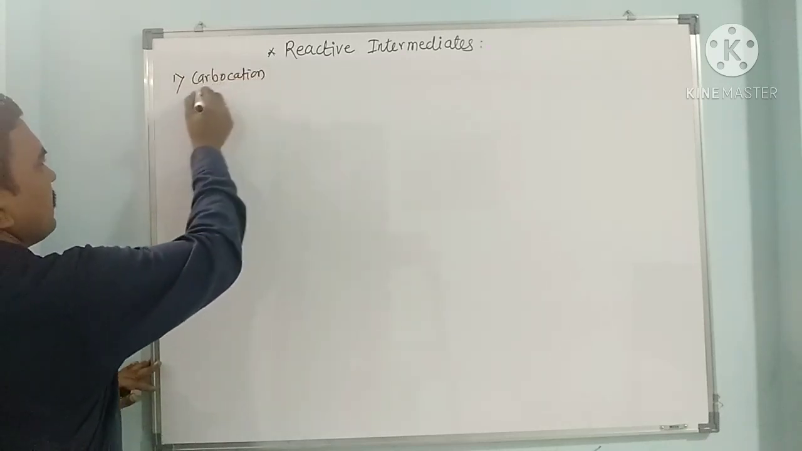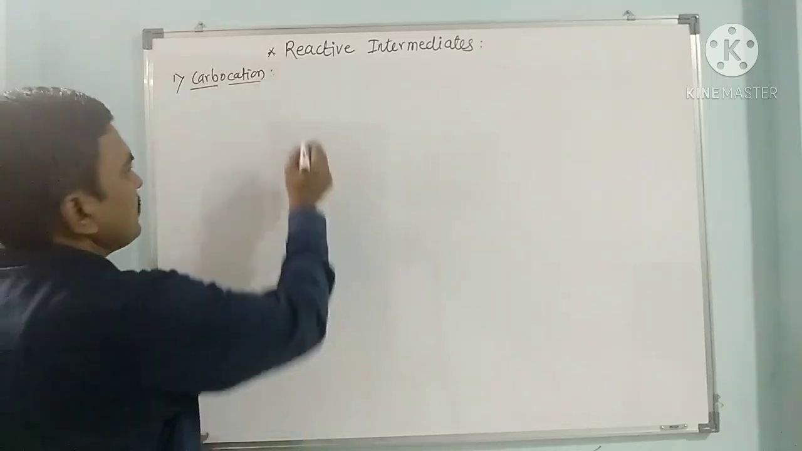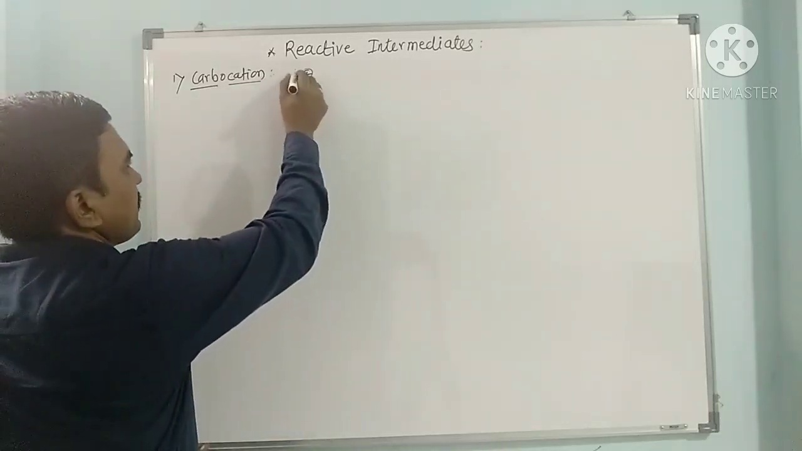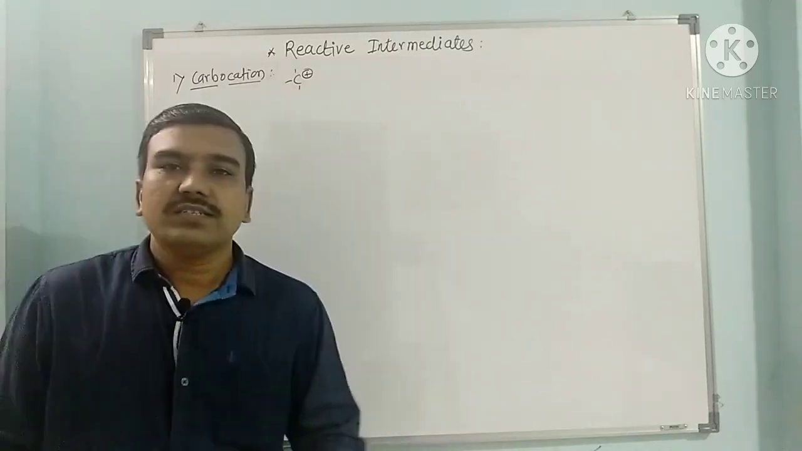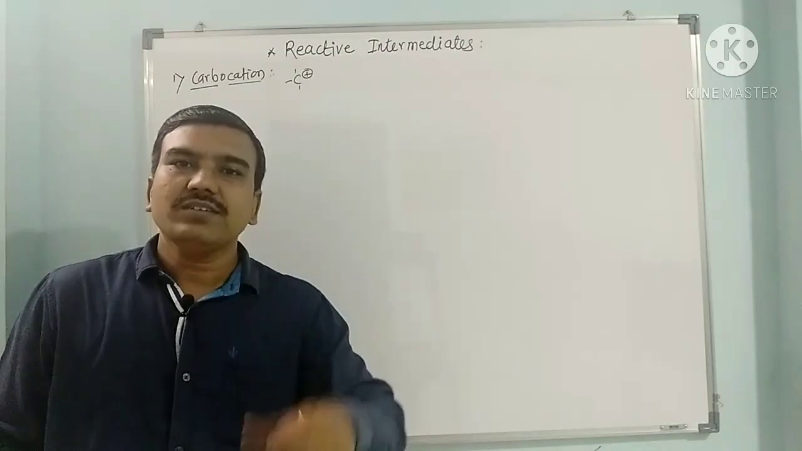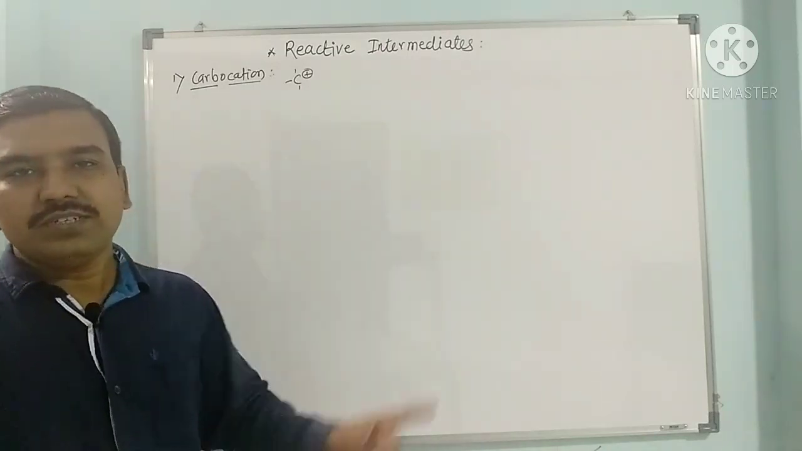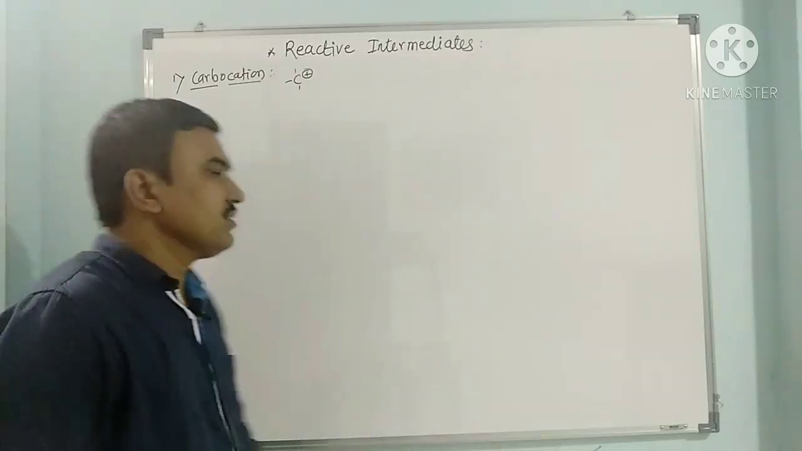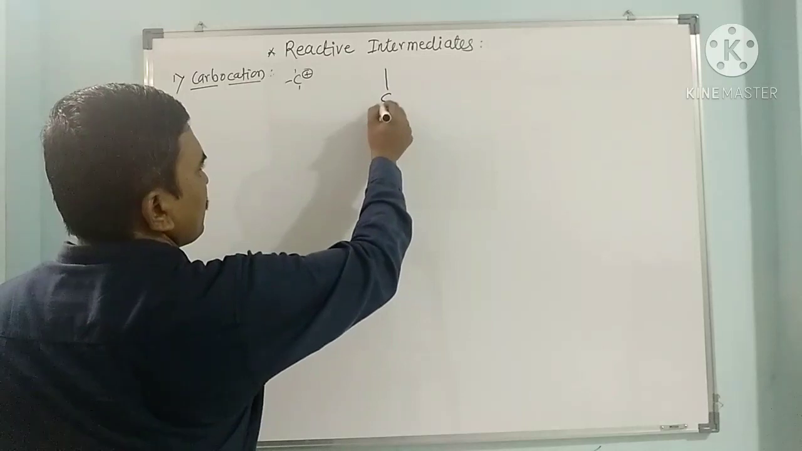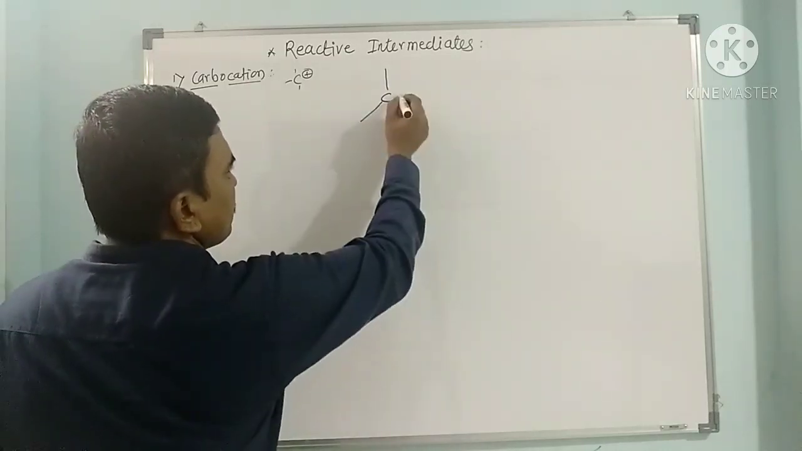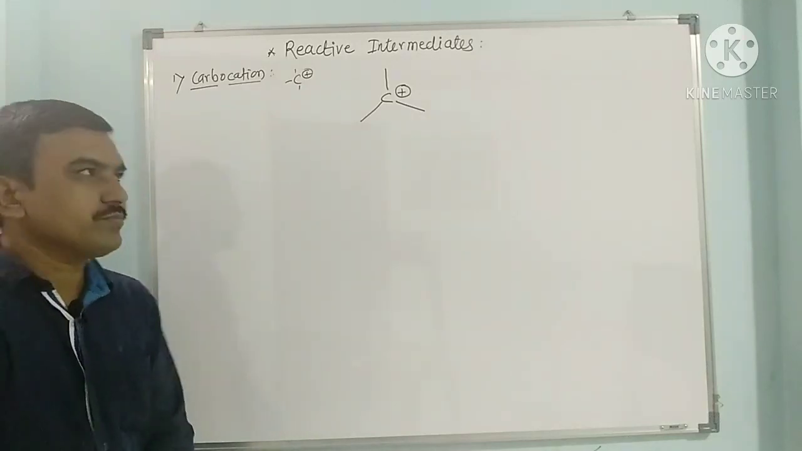Carbocation: here carbo means carbon, cation means positive charge. So this is a positively charged carbon intermediate. The carbocation is a trivalent carbon having a positive charge on it. So this is a cationic intermediate of carbon possessing positive charge. The carbocation carbon has 3 bonds, 1, 2, 3, that is trivalent, and this positive charge is there on the trivalent carbon.